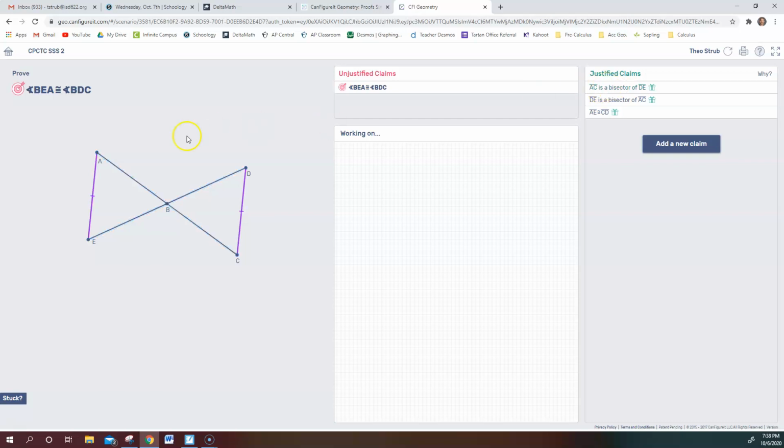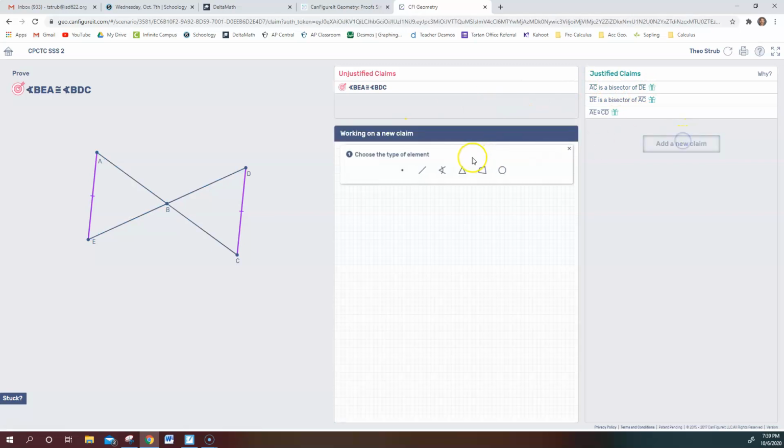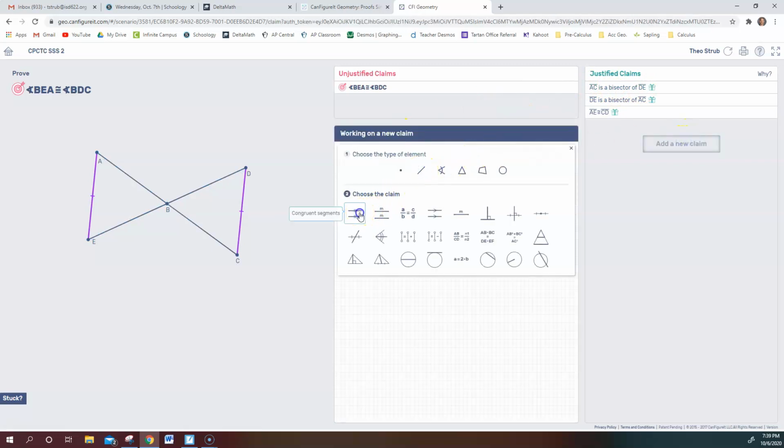So what do we know? AC is the bisector of ED. So if this line cuts this line into two equal pieces, the first statement, I can make a claim saying that I've got congruent sides. And you have to read this very carefully. AC is what is cutting DE in half. So DE is the one that's cutting in half for this first statement. So I'm going to go from this triangle on the left, so BE is congruent to DB.